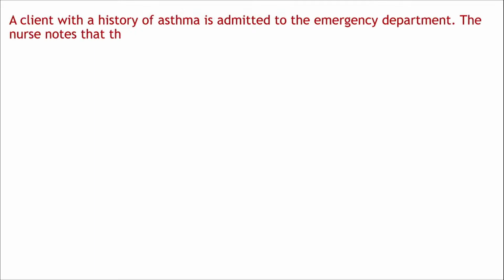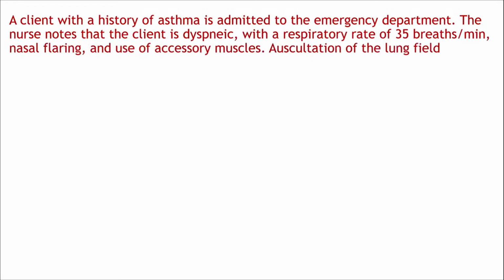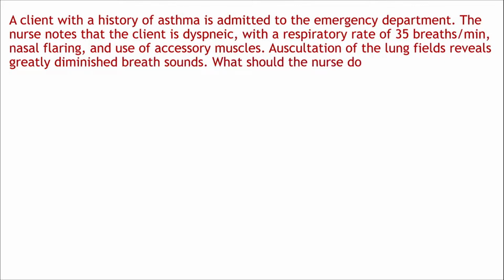A client with a history of asthma is admitted to the emergency department. The nurse notes that the client is dyspneic, with a respiratory rate of 35 breaths per min, nasal flaring, and use of accessory muscles. Auscultation of the lung fields reveals greatly diminished breath sounds. What should the nurse do first?